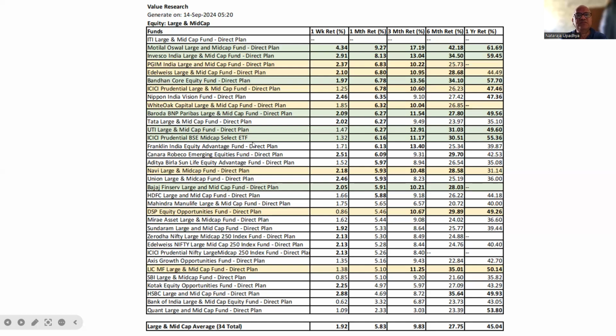ICICI Prudential BSE Mid Cap Select ETF, 55.36% for the year. Bajaj Finserv Large and Mid Cap Fund, 28.03 for the 6 months. So the impressiveness is 6 months return here, more than the 1 year return.